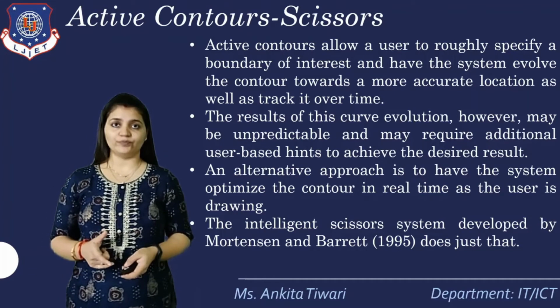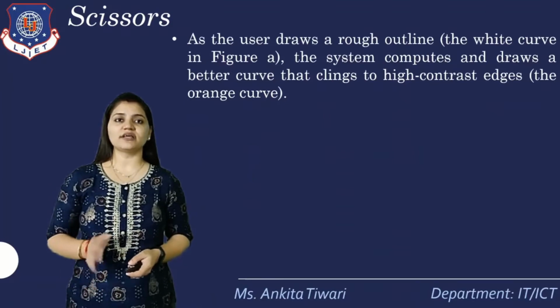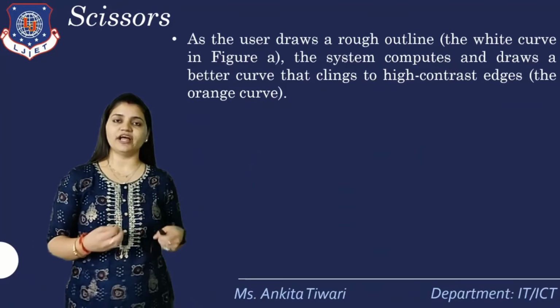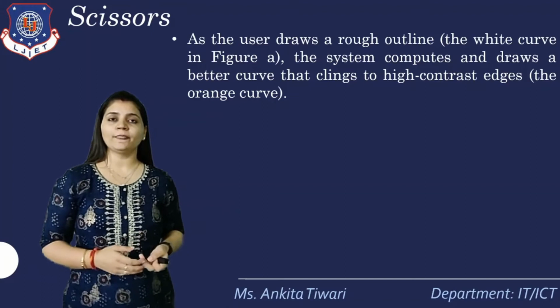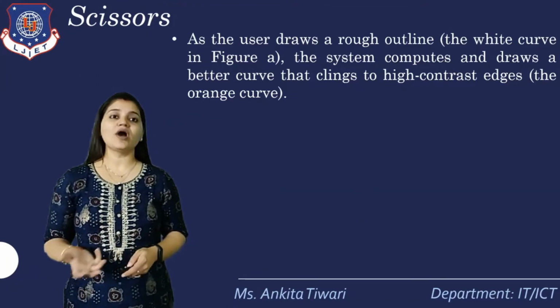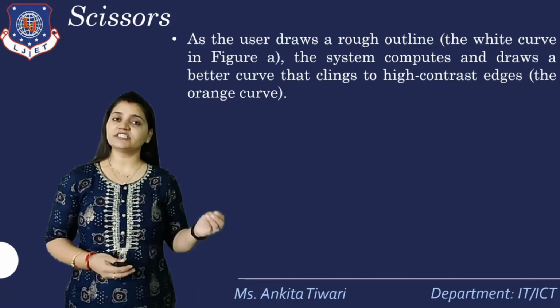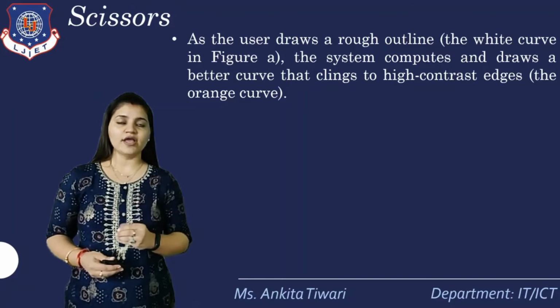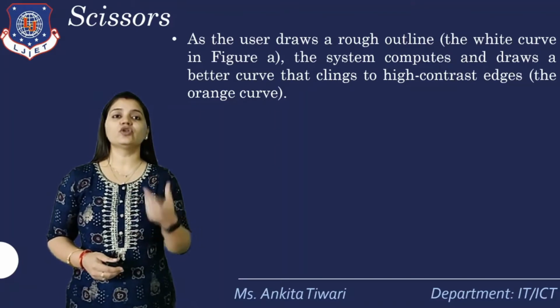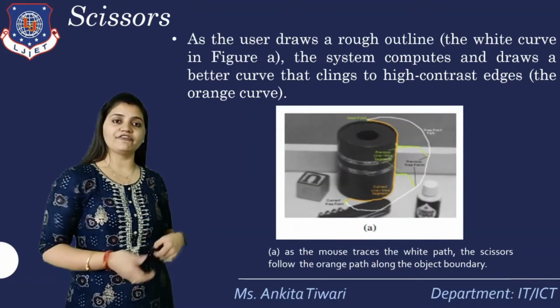Basically, as the user draws a rough outline, as shown here in the figure, the system computes and draws a better curve that clings to high contrast edges. High contrast edges means that, with respect to the contrast of the boundary value, we make the boundary particularly distinct. I am giving an example with an orange curve here.